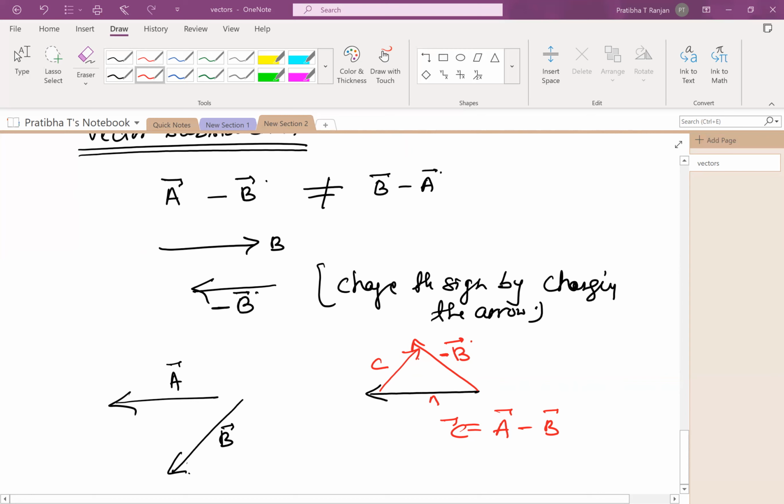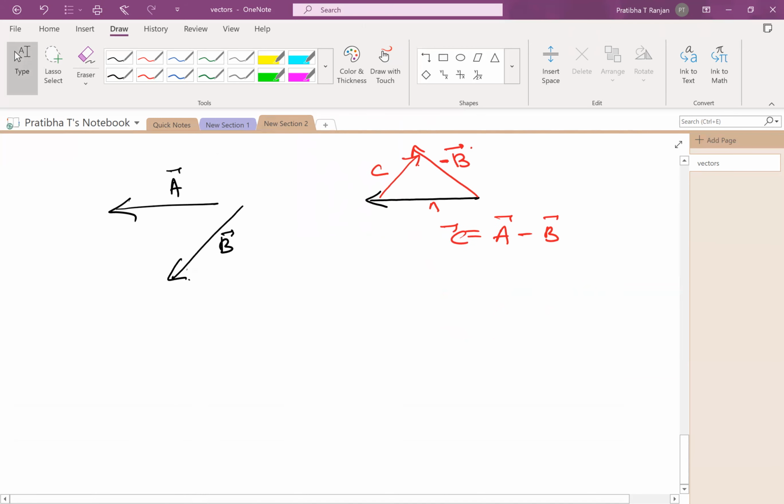Only if I flip it. Yes, only I flip it. And when you change the direction, that time it becomes negative.